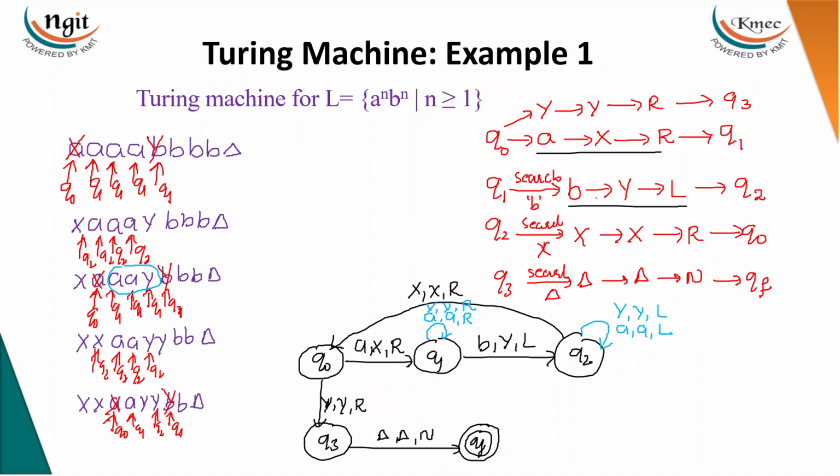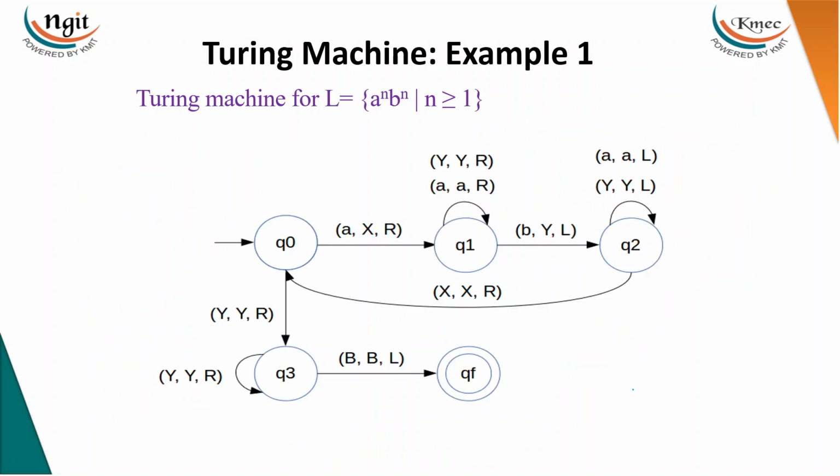Q3: if there are no A's, then we have to search for the delta. Until delta, you should get only Y, Y, R. Other than that, it is not accepted. So this is the Turing machine. See this, that's how it is going to be. Here the blank symbol is represented with the capital B.